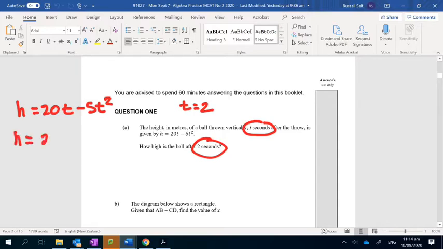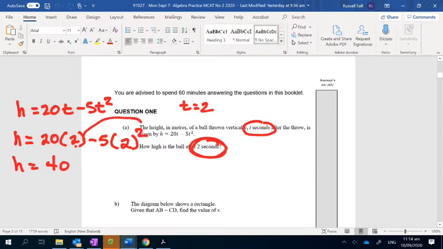So h equals 20 times 2 minus 5 times 2 quantity squared. All I did was, everywhere there was a t, I plugged in the 2. Again, I'm using 2 because they told me after 2 seconds. So what if they said after 5 seconds? I'd put a 5 in. Okay? So h equals 20 times 2 is 40.